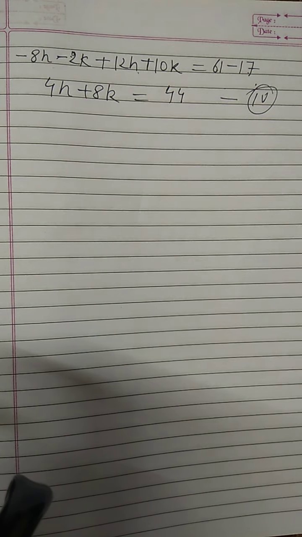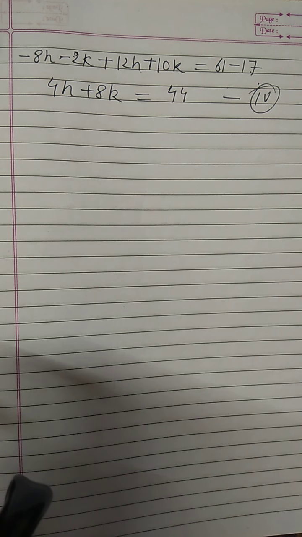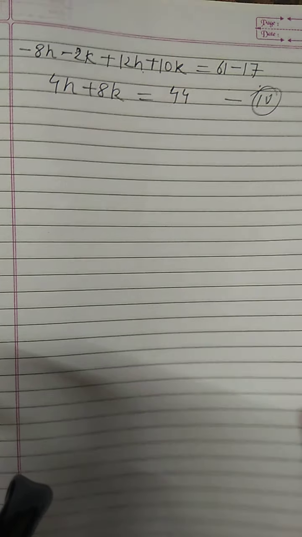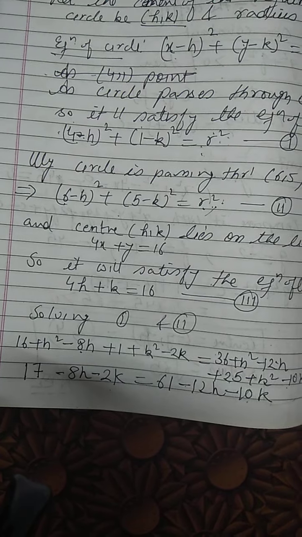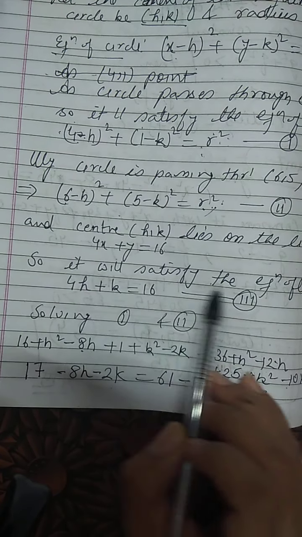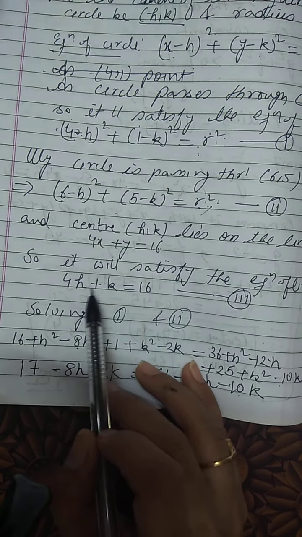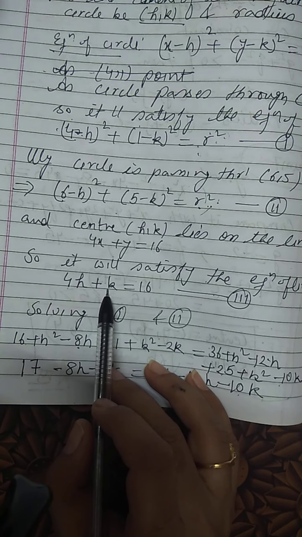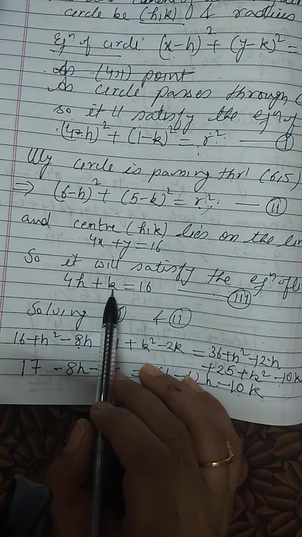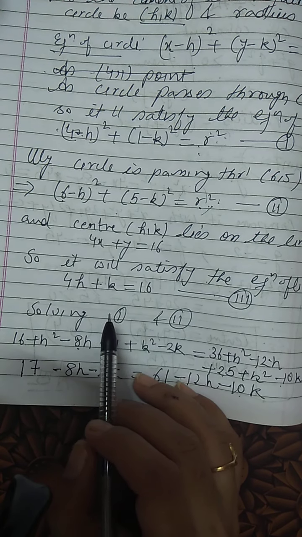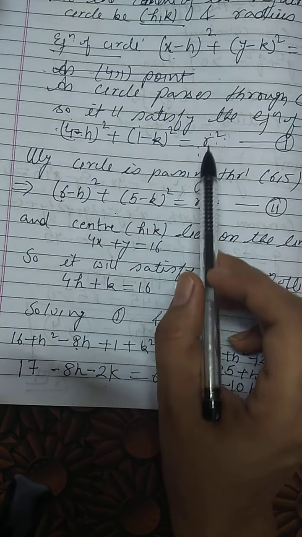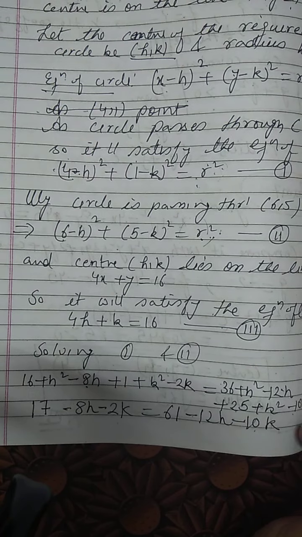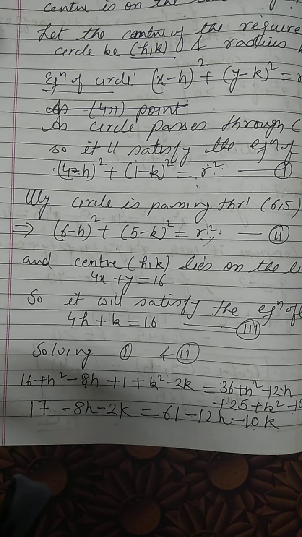Now if you remember, when we wrote that the center is lying on the line, that equation also is in terms of h and k only. So we have here equation number 3. When the center is lying on the line, we are getting 4h plus k equals 16. Now equation number 4, which we have made just now, and equation number 3 we can solve to get the values of h and k. Once we get the values of h and k, we substitute either in 1 or 2 to get the value of r. So h, k, r, all the three terms are calculated, and then we will be able to write down the required equation of circle.